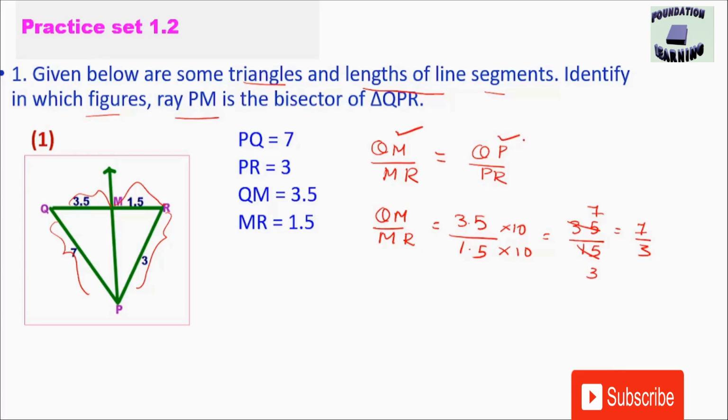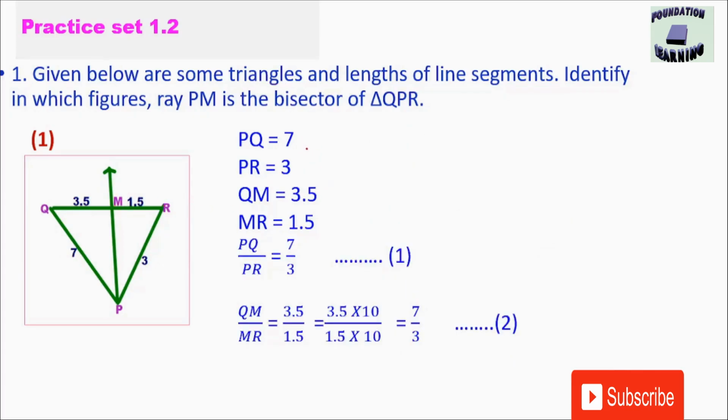And now we're going to find QP upon PR. How much is QP? PQ is 7. And how much is PR? PR is 3. Okay, so what we have found is that QP upon PR is equal to QM upon MR, which is equal to 7:3. Since sides are in proportion, therefore ray PM is a bisector.